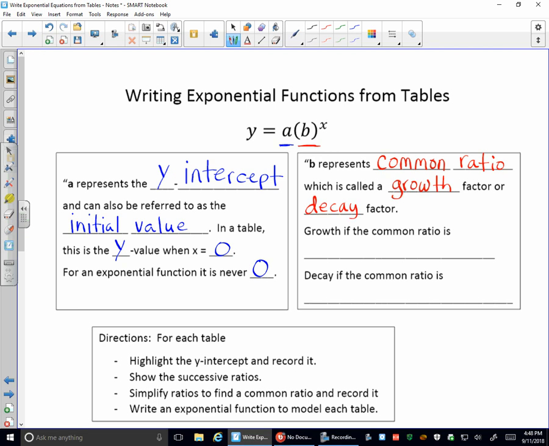How do I know which one's which? If the common ratio is greater than 1, then that means that we have growth. And on the other side, decay, it's getting smaller and smaller, so that means that my common ratio is less than 1.